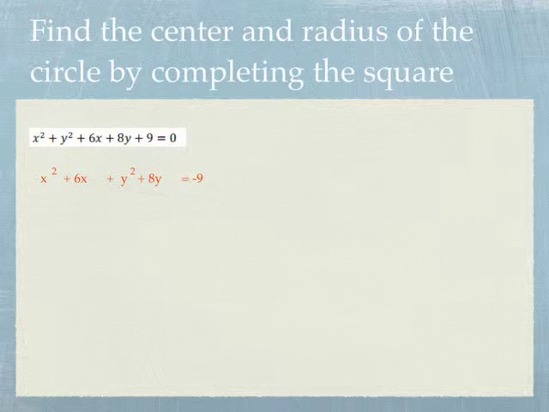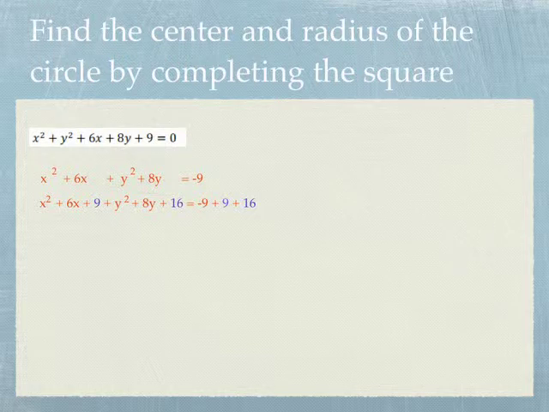Now you have to remember, whatever you add to one side of the equation, you have to add to the other. So notice in purple, I added the 9 and I added the 16, and then I also added the 9 and the 16 to the other side of the equation. Now I've got perfect squares.